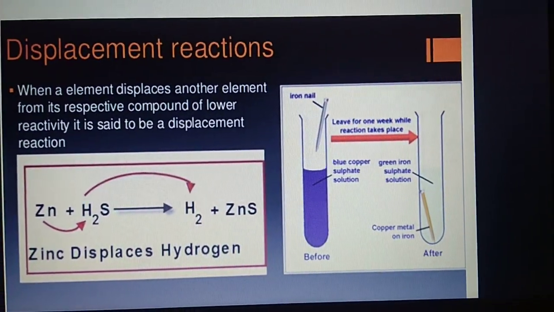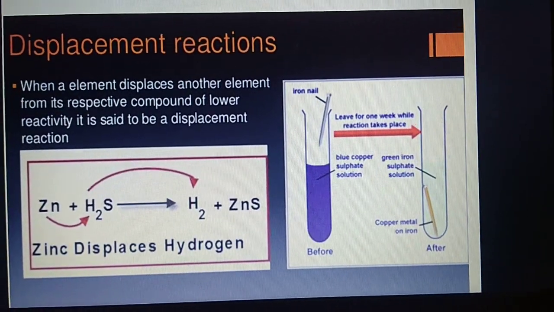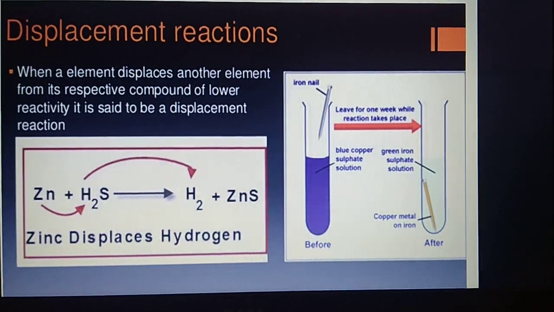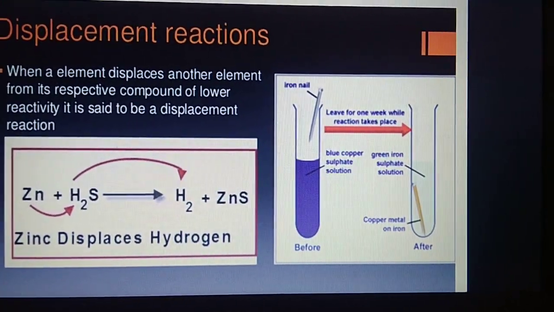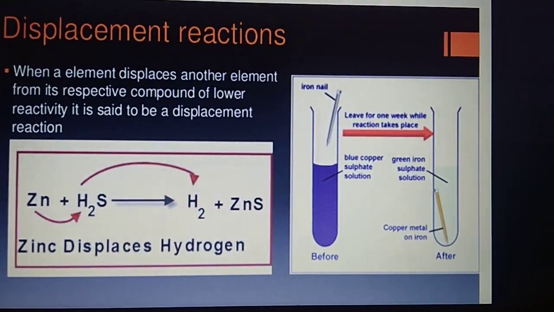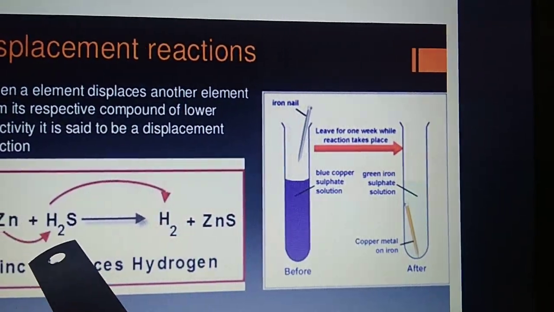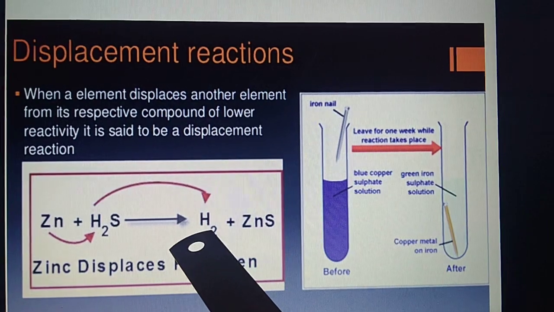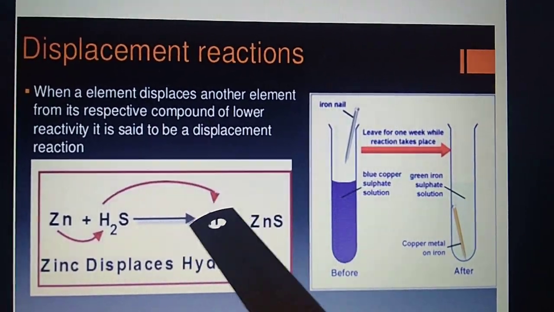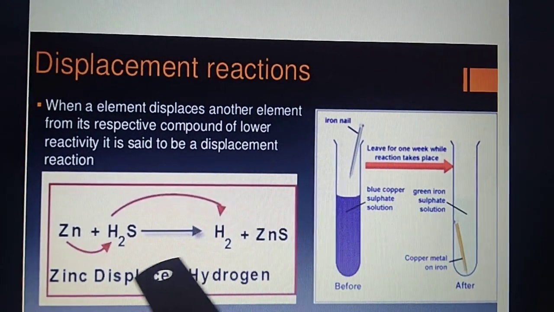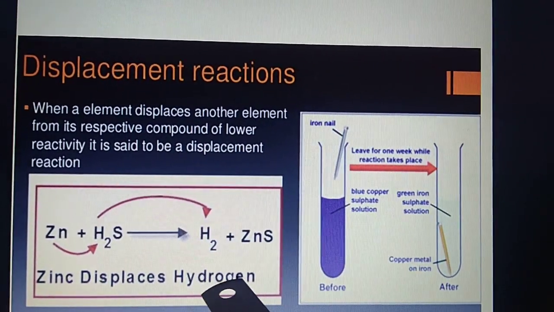What are displacement reactions? When an element displaces another element of lower reactivity from its compound, it is said to be a displacement reaction. Here you can see that zinc plus H2S reacts to give H2 plus ZnS. Zinc displaces H2 and combines with sulfur. So zinc displaces hydrogen here.